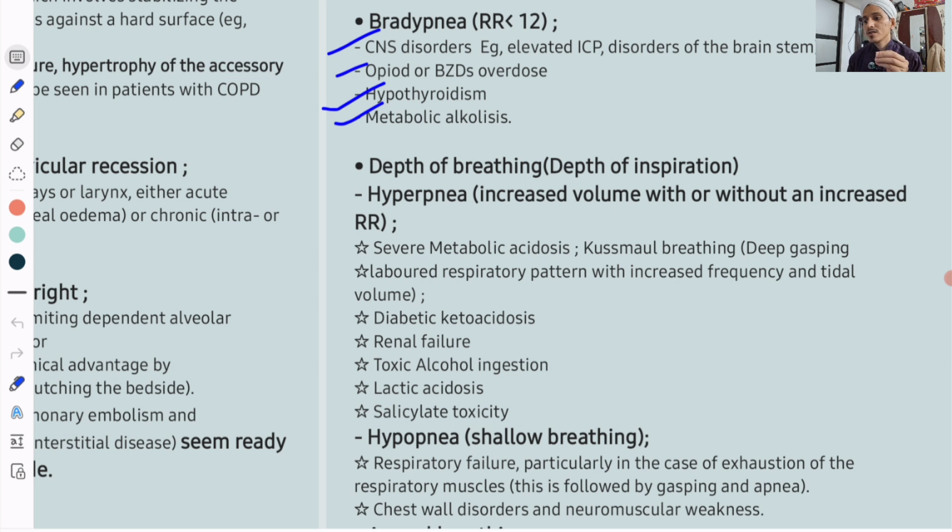These all will cause bradypnea. That was about the rate of respiration. You may or may not have a decreased saturation in this patient.